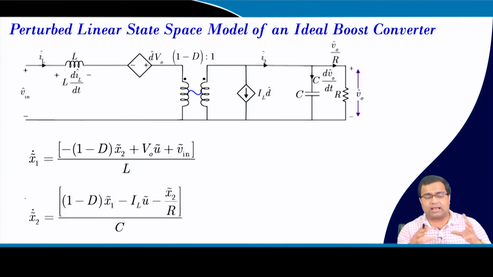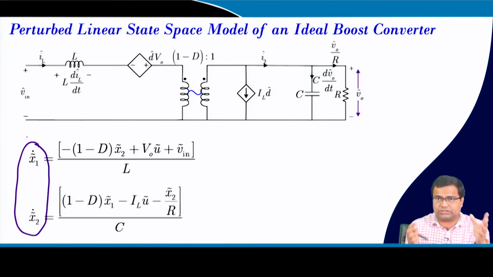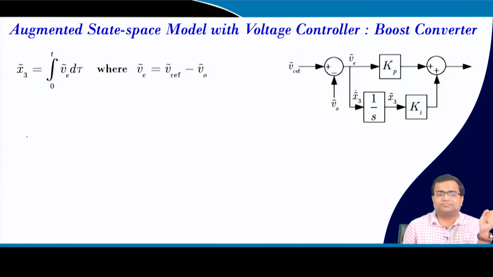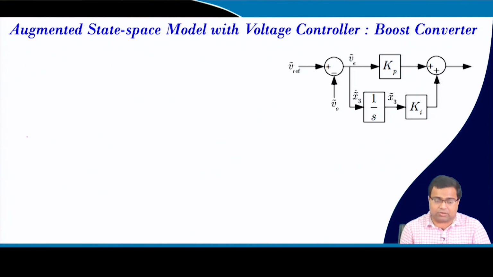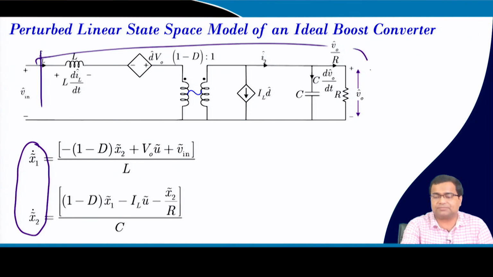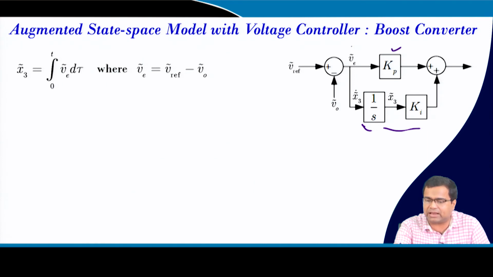Then we can write down the two perturbed state equations, because we are talking about the linear state space model, and for a switching converter, after applying averaging and linearization, we get the perturbed model which looks like a linear system. Then we are now considering a PI controller. The earlier two states were the states of the original boost converter system, but now in the output feedback of the current loop we are using a PI controller, right. The PI controller is Kp times the error voltage plus Ki times the integral of the error voltage, and the output of the integrator we take as x3, which is another state.